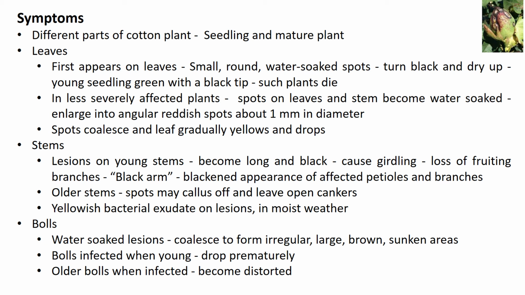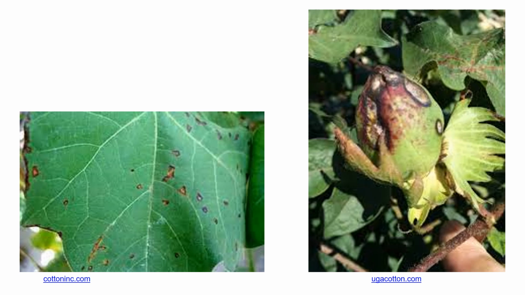The cotton bolls are also affected by the bacterial infection. There will be formation of water-soaked lesions which will join together, coalesce together to form irregular, large, brown, sunken areas. When the bolls are infected very young, they will drop prematurely. But if the infection occurs when they are older, then the boll shape will become distorted. So this is a leaf having the angular spot, and this is a cotton boll having the particular lesion formed.